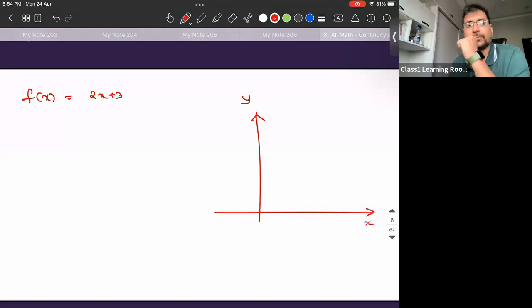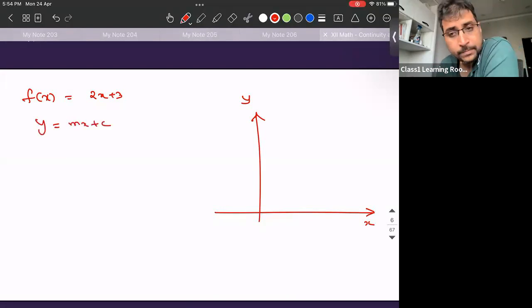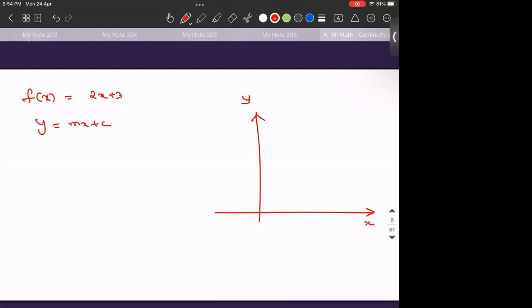X and y. Can you tell me what is the shape of 2x plus 3 on a graph sheet? What is the shape of y is equal to 2x plus 3? It is of the form y is equal to mx plus c. It's a straight line, right?